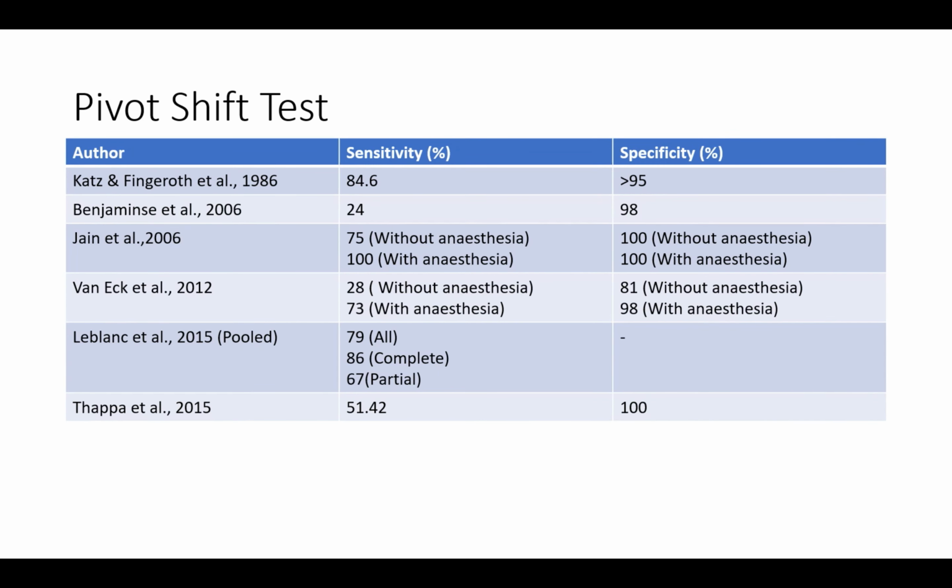So looking at this chart, for pivot shift, the sensitivity ranges from 24 to 86%. It is interesting to note that the specificity was reported to be consistently high, with the lowest figure of 81% without anesthesia, which improved to 98% with anesthesia. Again, upon comparing sensitivity between complete and partial tear groups, LeBlanc and co-authors found a lower percentage in the partial ACL group.